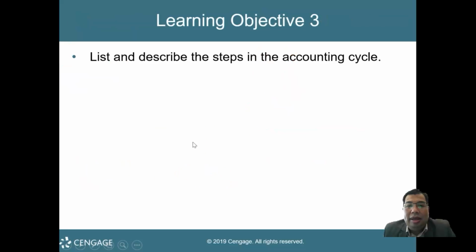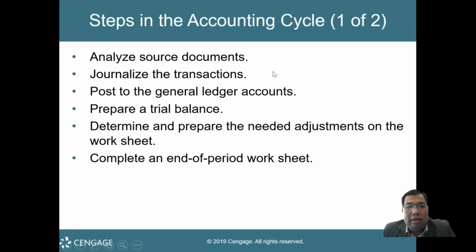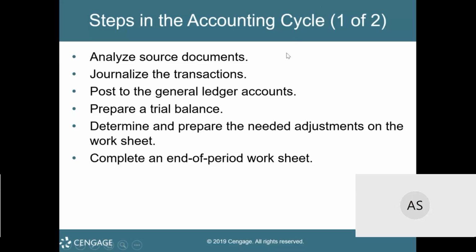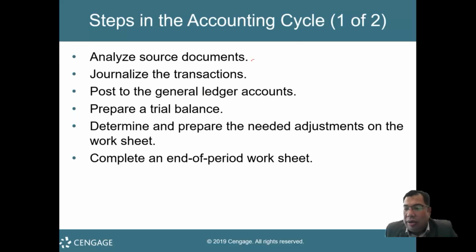Okay. I'm going to explain the last part, that is, list and describe the steps in the accounting cycle. During the accounting cycle, we start by analyzing the source document. What is the source document? Maybe the invoices, receipts, bills. Then journalize the transactions. This is what you did in the third question, journal debit and credit.